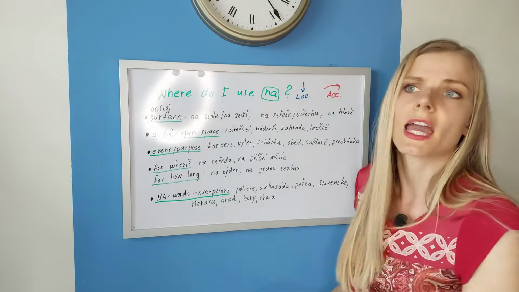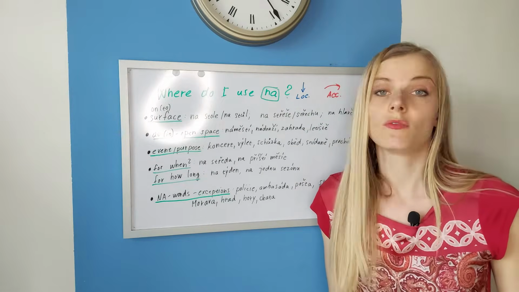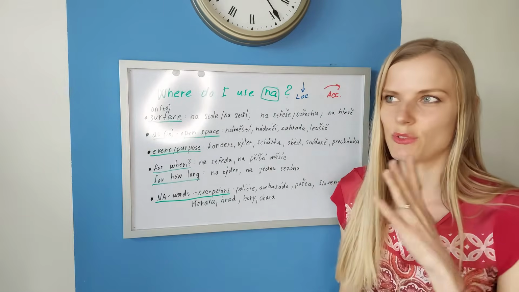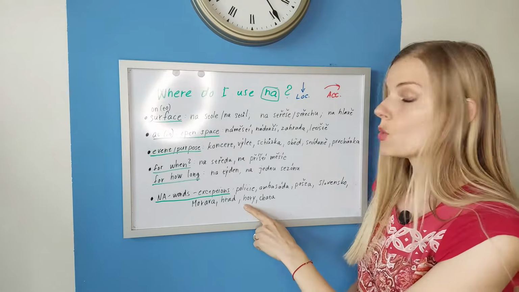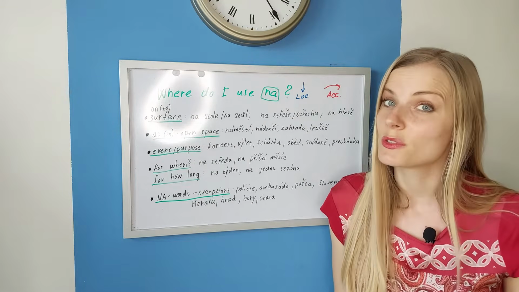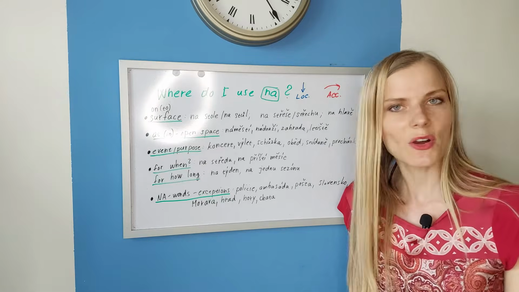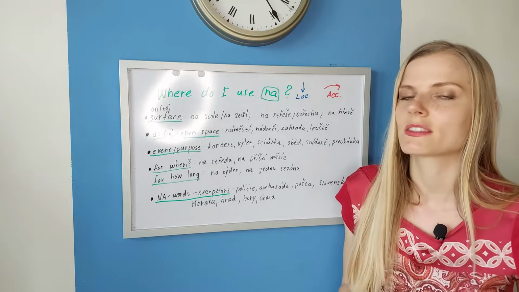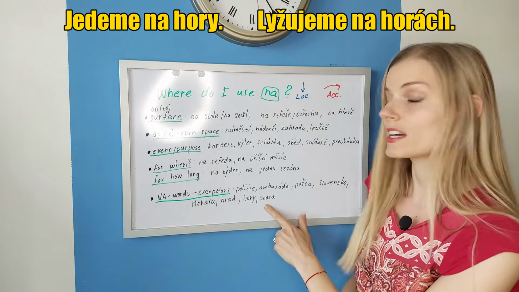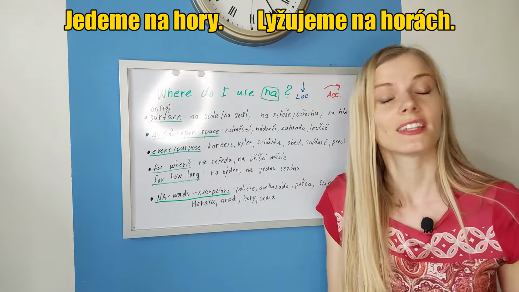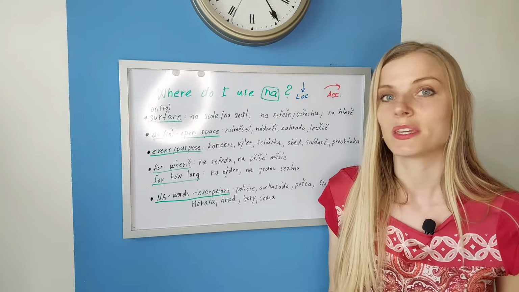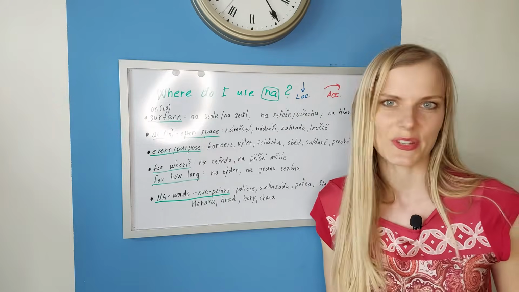Or hrad, a castle. In the Czech Republic we have lots of castles, so this is very important. Jdu na hrad, jsem na hradě. Hory, mountains, also important because we love to go to the mountains. Jedeme na hory, we are going to the mountains. Lyžujeme na horách, we're skiing in the mountains. Or chata, the cottage. Chata is another very important word because everybody in the Czech Republic has a cottage or knows somebody who has a cottage.